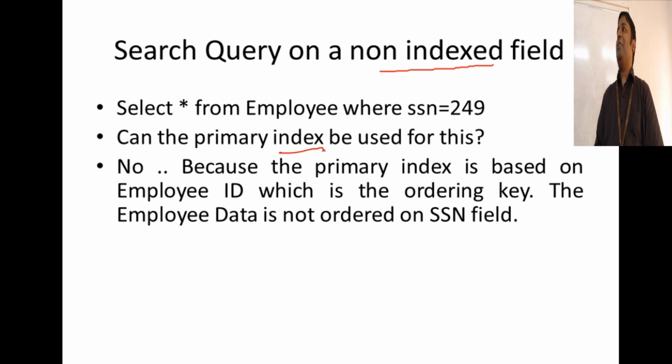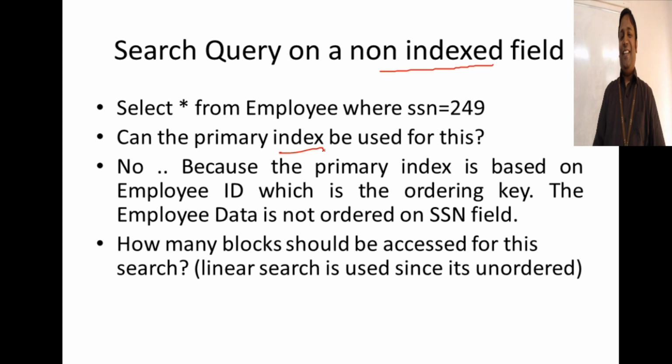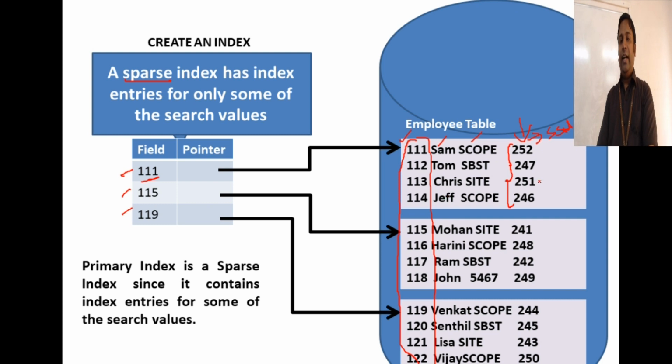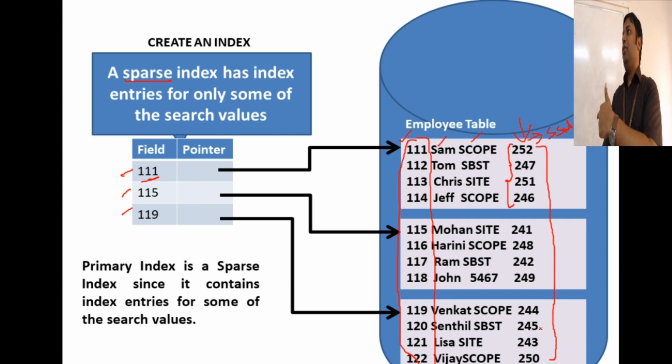A difficult question. How to search? Obviously, I should go in for a linear search. Why should I go in for a linear search here? Because you see here, the data is not sorted. So when I search here, I can't use binary search directly on the data file. So I should go with a linear search.